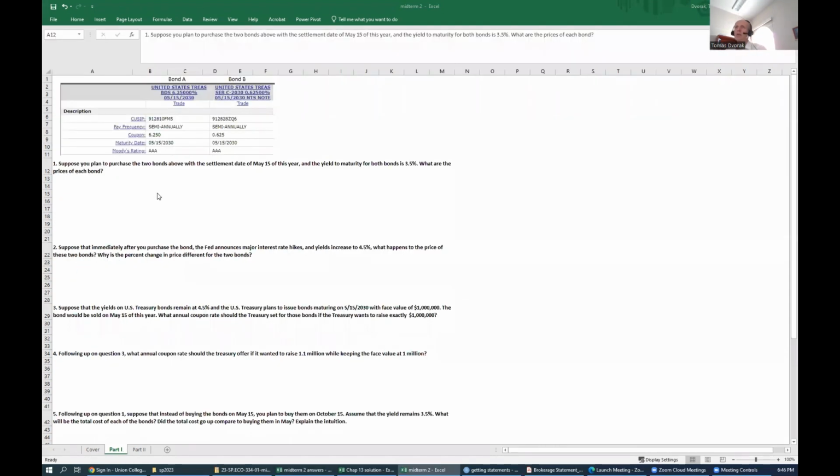Okay, so we have two bonds. They're both US Treasury bonds. They both mature in 2030. Bond A has a 6% coupon. Bond B has a 0.6% coupon. We plan to purchase the bonds on May 15, which is on Monday. Assume that the yield on these bonds is 3.5%. What are the prices of these bonds?